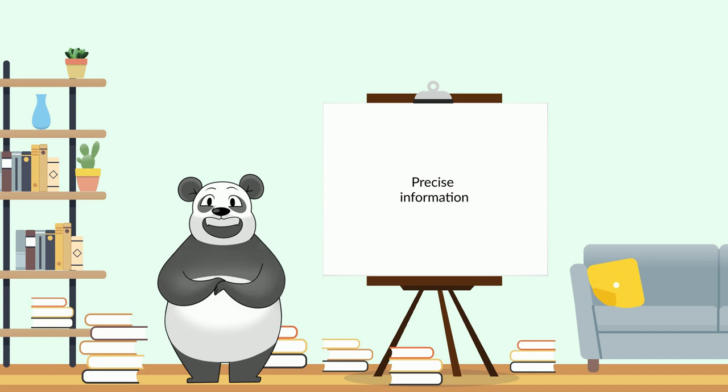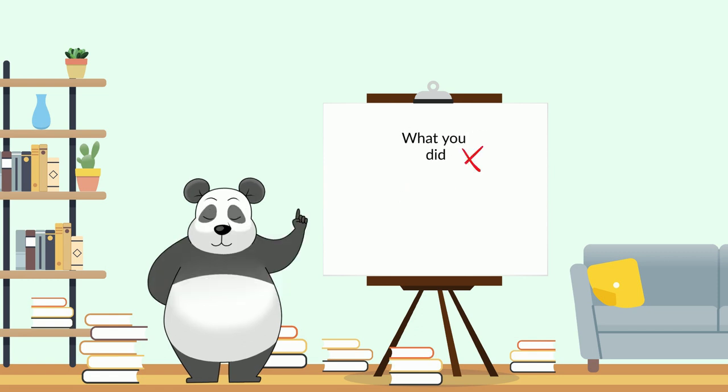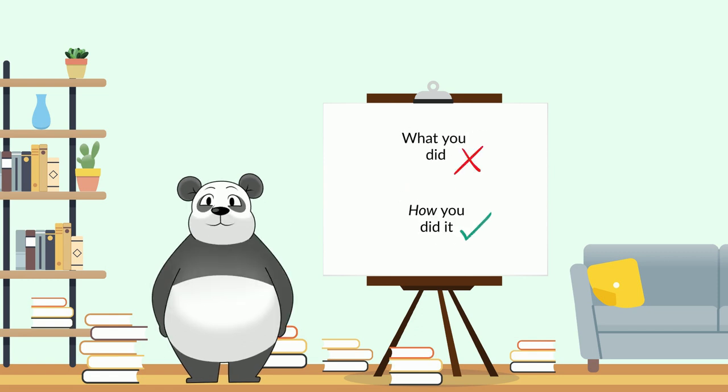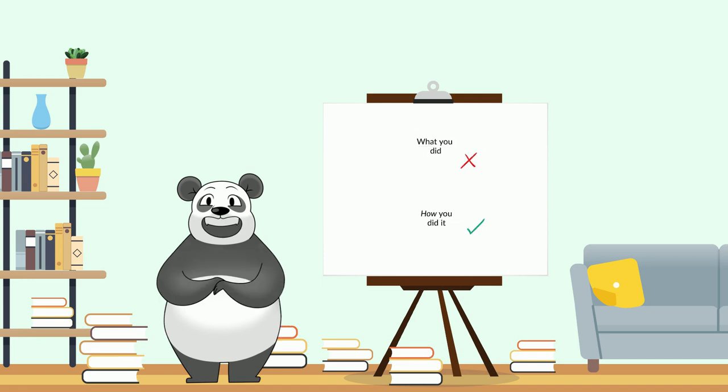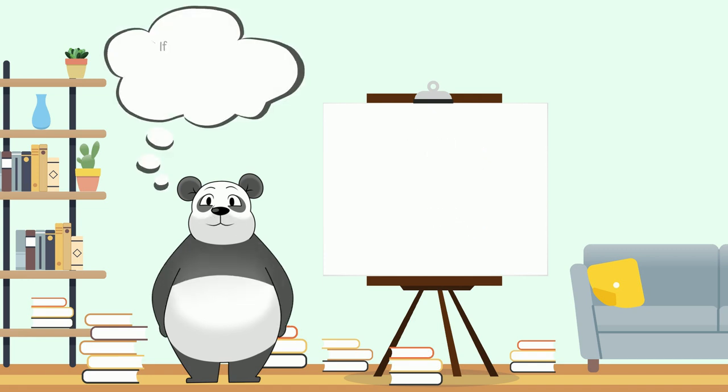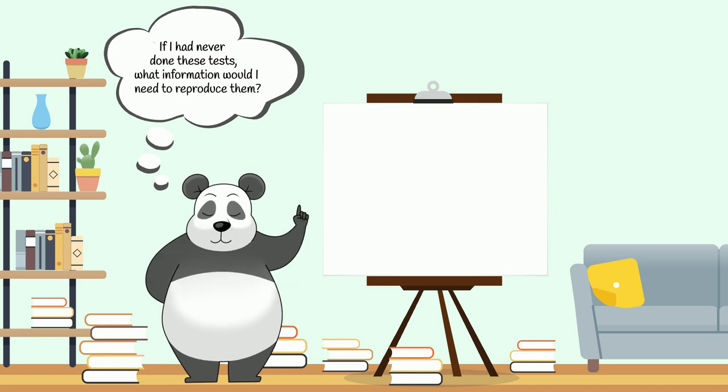This information must be precise enough for the reader to reproduce the experiments. Do not mention what you did, but rather how you did it. Also ask yourself the question, if I had never done these tests, what information would I need to reproduce them? This point is essential to the scientific approach.